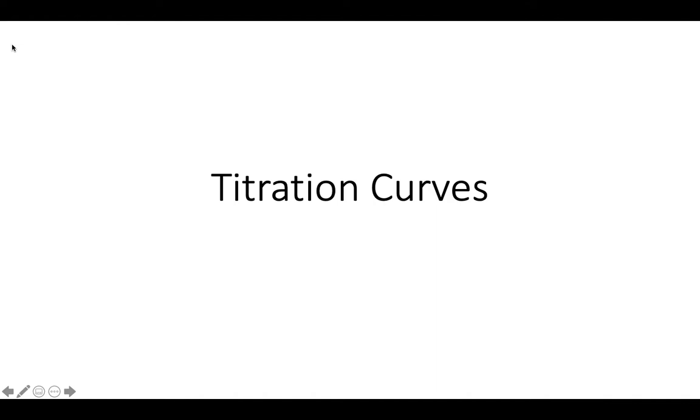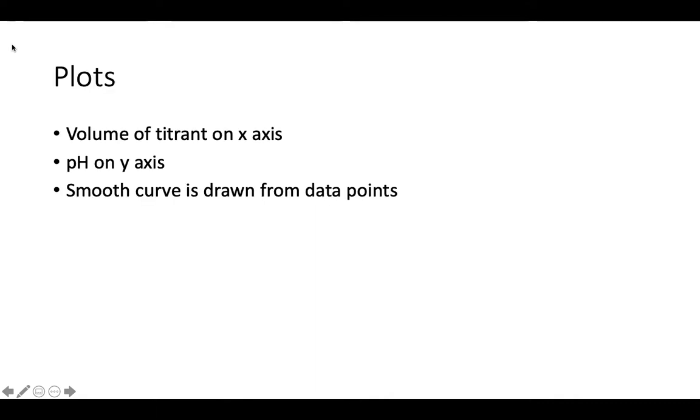Okay, so let's talk about titration curves. Apparently, these are giving you guys a little trouble. So when you do a titration curve, you're going to have on your x-axis the volume of the titrant or the substance that you don't know the molarity of and wish to find out. On the y-axis, you will have pH.